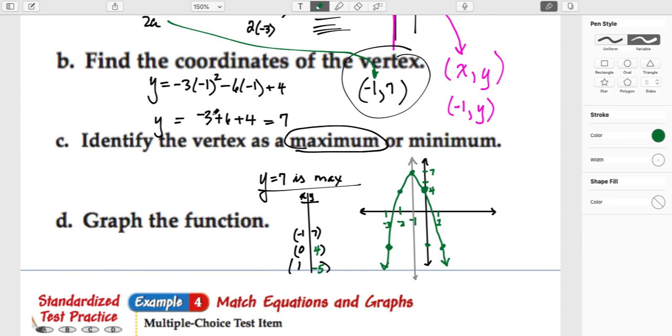Finally, to determine whether the function was a maximum or a minimum wasn't hard for us because we already knew we were dealing with a sad parabola. Therefore, we had a maximum value at that y value. And then to graph it, piece of cake. Find 2 other points, exploit symmetry, and we were able to rock it. Make sense? All right, let's look at another example.